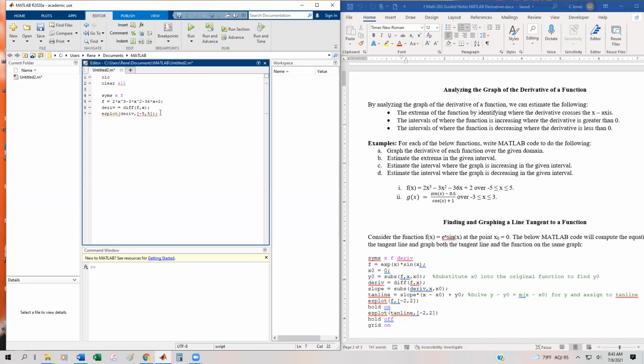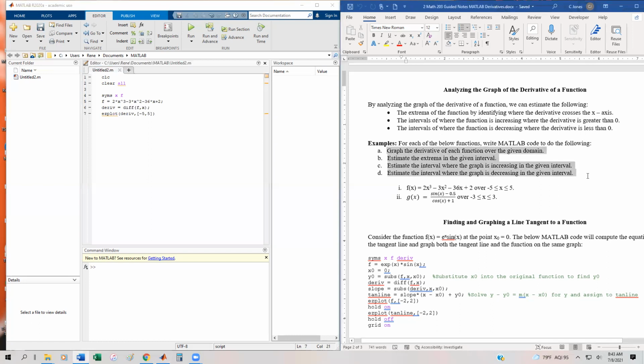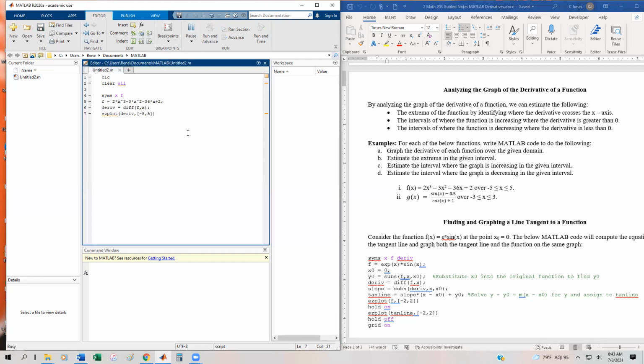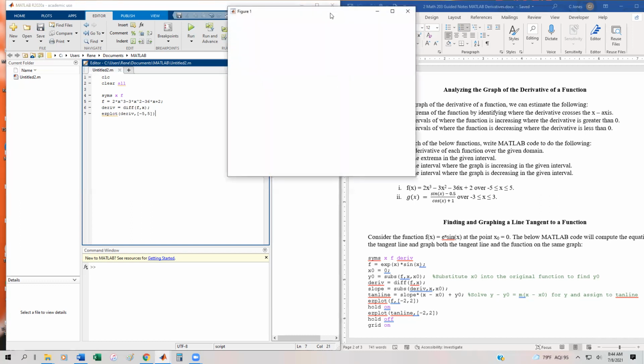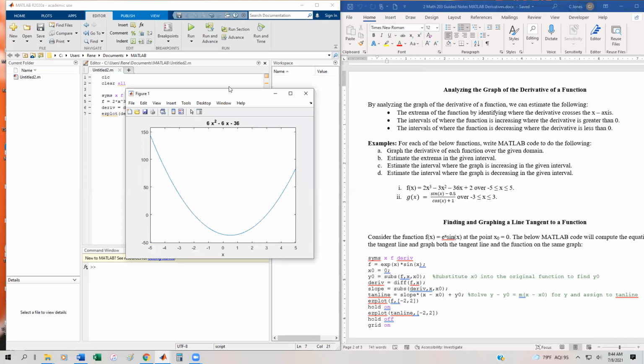All right, now before we can do anything, we have to actually graph the derivative of the function, and then we can go ahead and find the extrema in the given interval as well as increase and decrease. So let's go ahead and run this. It might take a moment. You might wish to fast forward a little bit until the new screen comes up. There we go. All right, so here's our derivative.